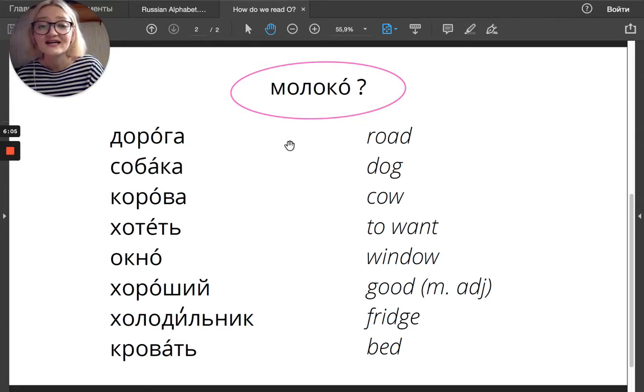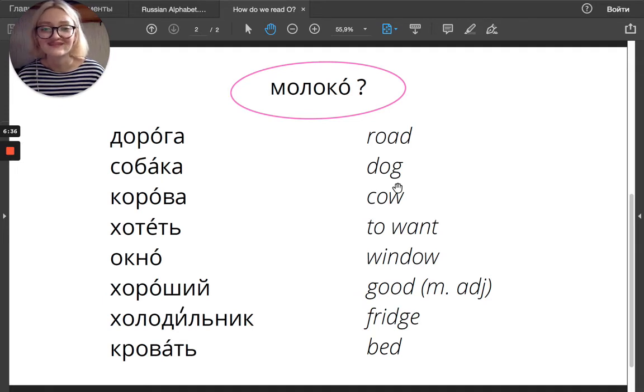Next word is road. So try to read it. Okay. We see that this O is stressed, so we read it like O. This one is not stressed. So дорога. Perfect.